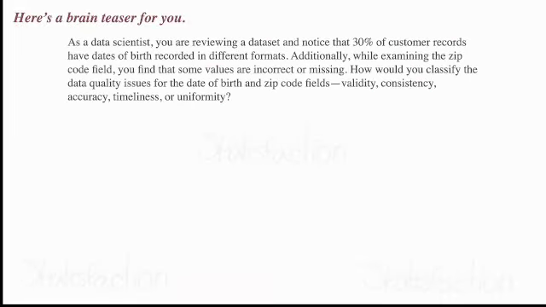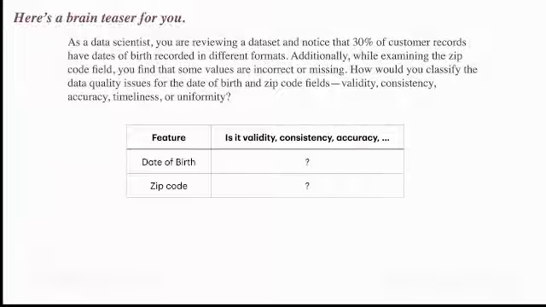Here's a brain teaser for you. As a data scientist, you are reviewing a data set and notice that 30% of customer records have dates of birth recorded in different formats. Additionally, while examining the zip code field, you find that some values are incorrect or missing. How would you classify the data quality issues for the date of birth and zip code fields? Validity, consistency, accuracy, timeliness, or uniformity?